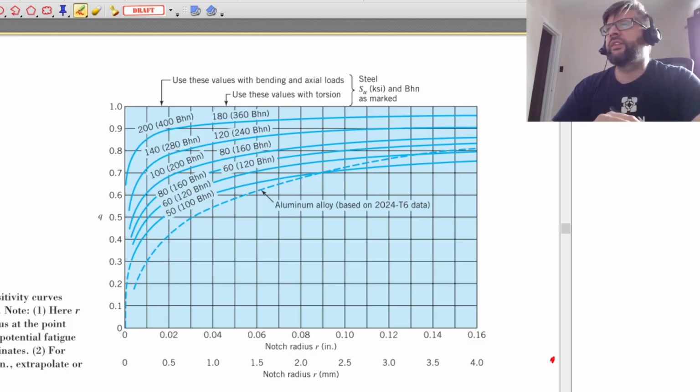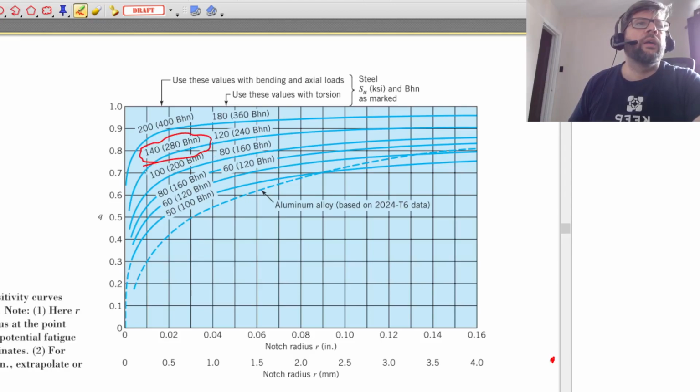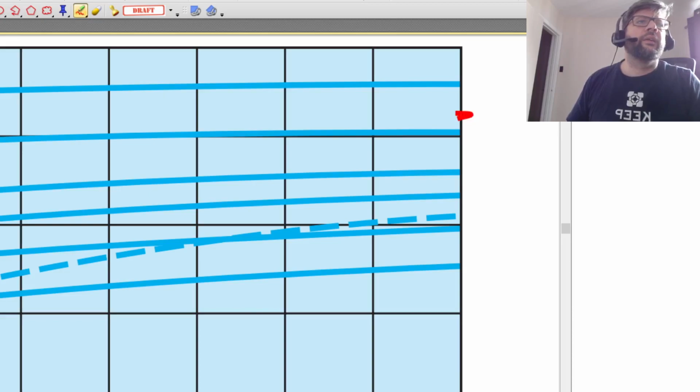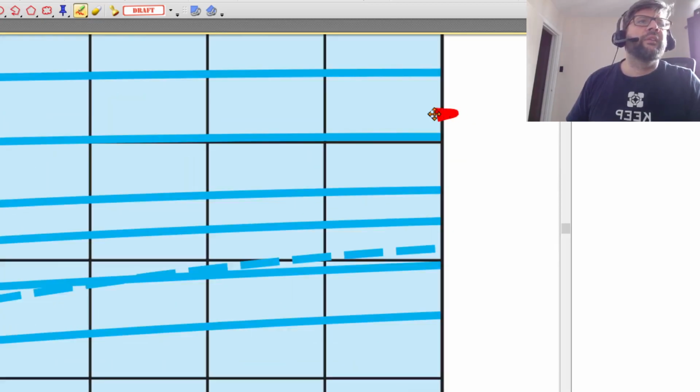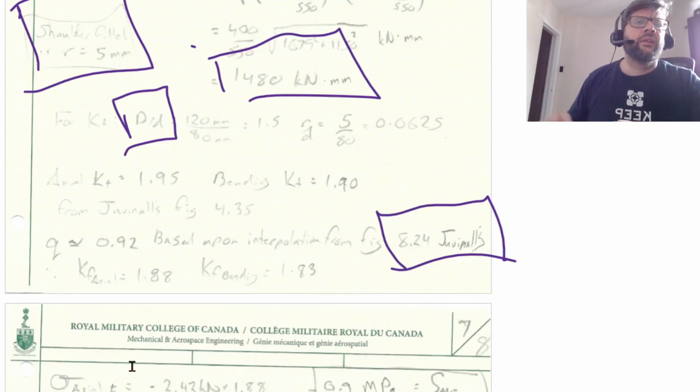So essentially taking the ultimate strength of the material, which was given, that was 1069 megapascals. In ksi, that ends up being 155. So for 155, we're a bit above the 140 line, certainly not halfway to the 200 line. So zooming in there, probably about there seems reasonable, so maybe a bit less. Anyways, I eyeballed it and said that about a 0.92 seemed reasonable for that.